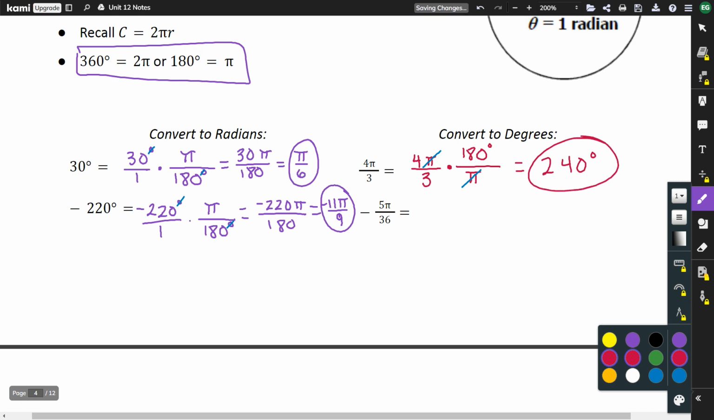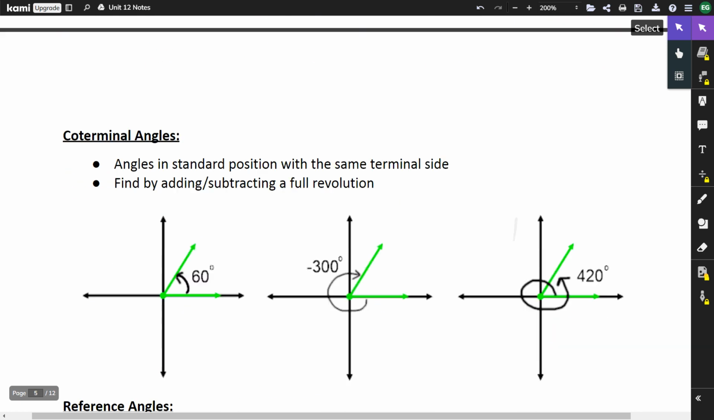Okay, negative 5 pi over 36, we're going to do the same thing. Take what we start with, multiply by 180 over pi. The pi's cancel out. So we're left with that unit of degrees. When we multiply everything together, we end up with negative 25 degrees. Right, so check in your calculator, make sure you're getting those same numbers, make sure you're doing your calculation correctly here. Now, if you flip over, we have a couple more examples of some special types of angles that we're going to be interested in moving forward.